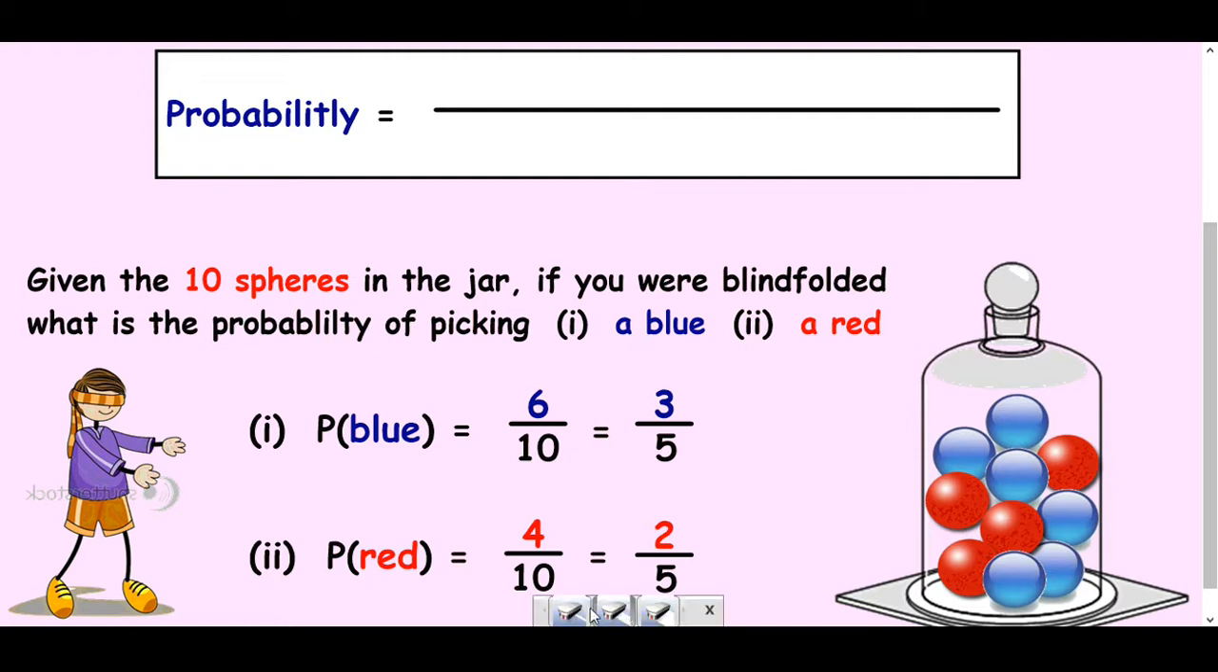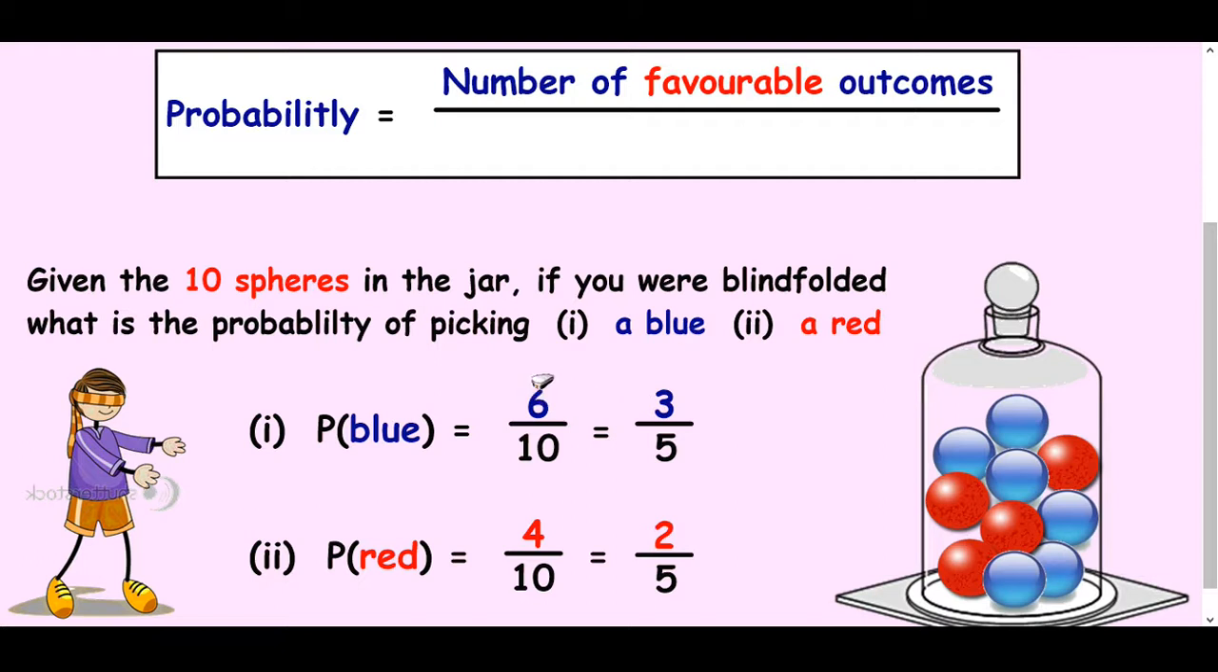So there's a formula to work out probability. And basically what you want in the top is the things you're looking for. They're called favourable outcomes. So what I'm looking for is the blue balls here, and out of how many in total, the number of possible things in total there, which is 10.